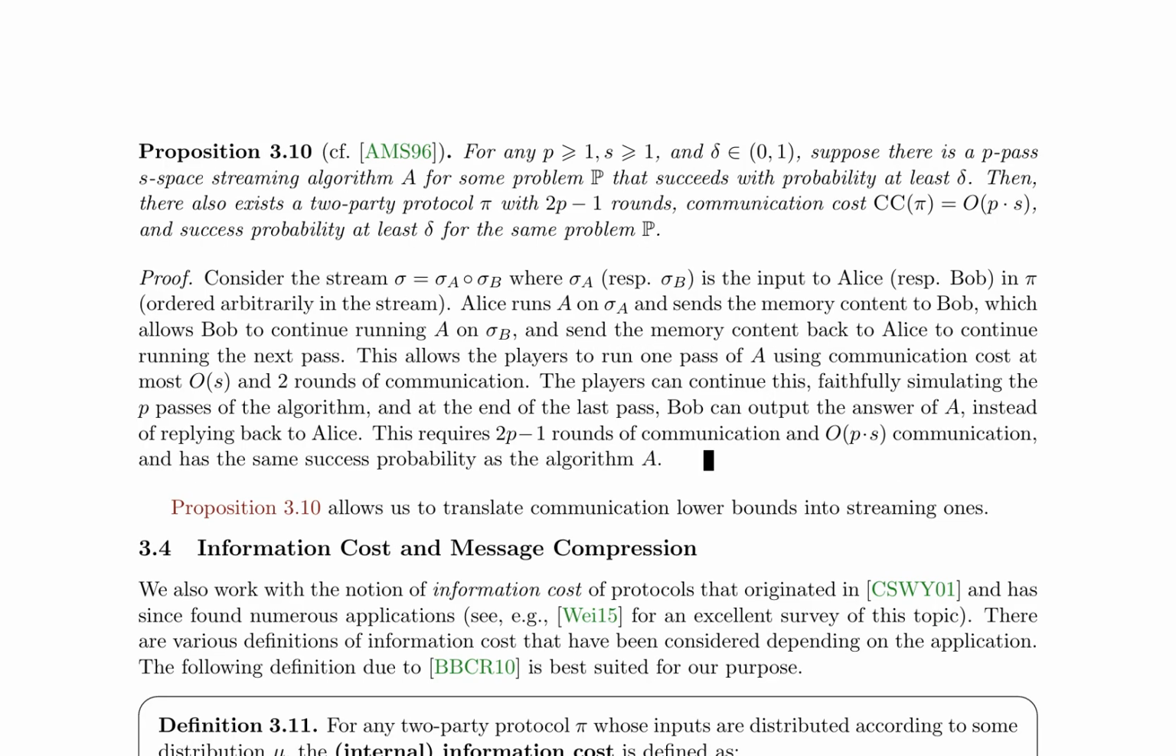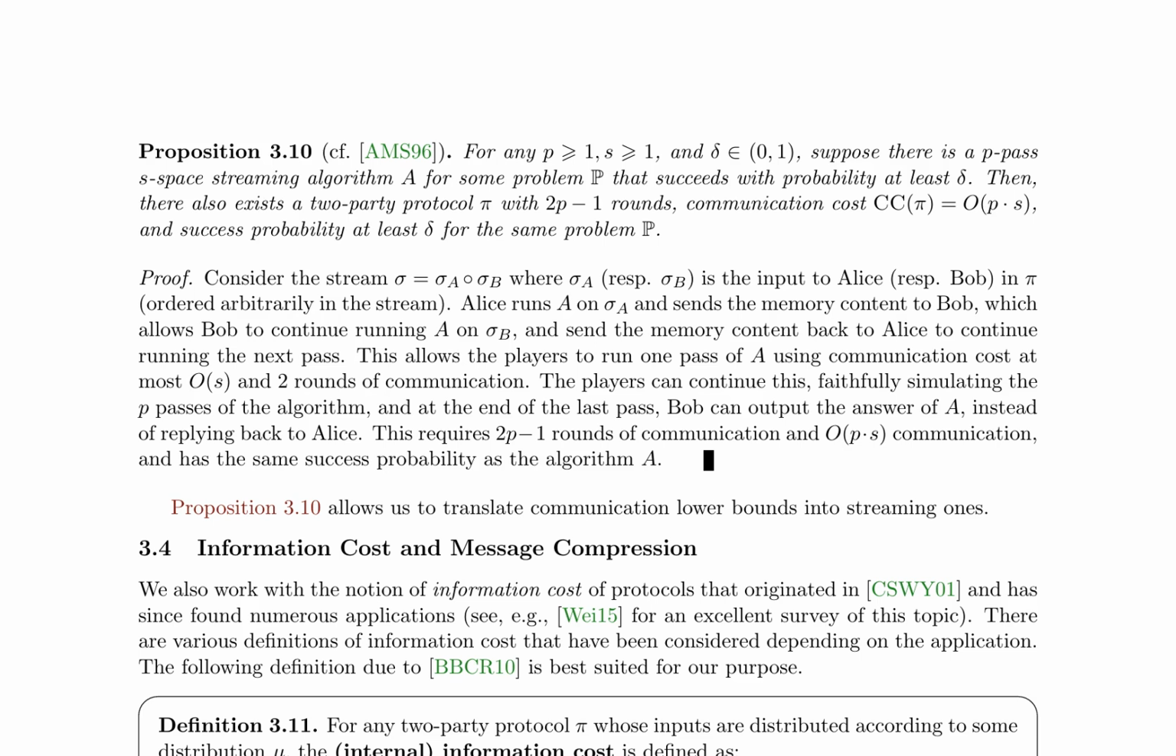Proposition 3.10 establishes a connection between streaming algorithms and two-party protocols, demonstrating that any p-pass, s-space streaming algorithm can be simulated by a two-party protocol with 2p-1 rounds of communication and a communication cost of O(ps). This proposition enables the translation of communication lower bounds into streaming ones. The proof involves simulating the streaming algorithm by having the players, Alice and Bob, run the algorithm in alternating passes, with each pass requiring 2 rounds of communication and a communication cost of at most O(s).